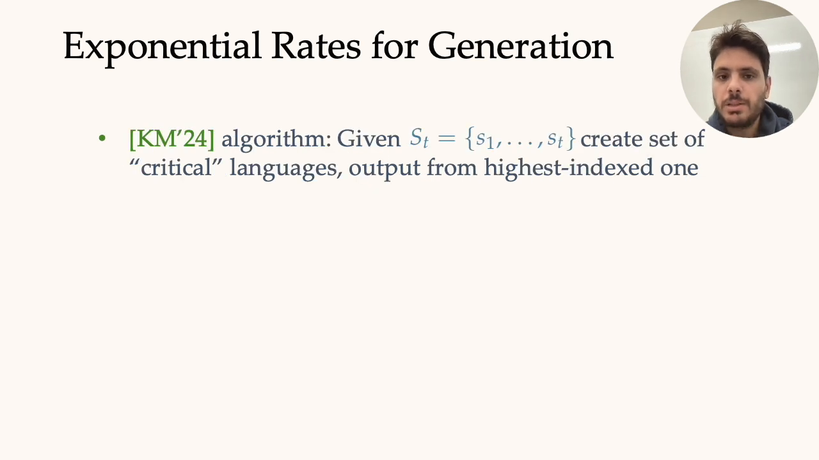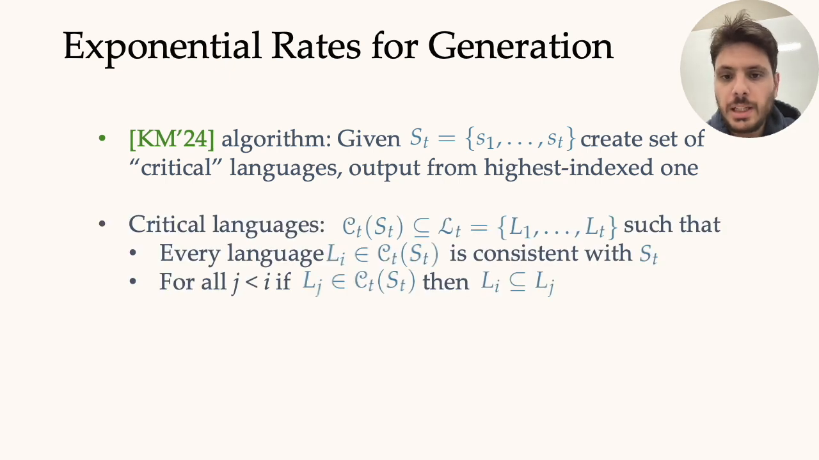In order to explain to you how this result works, I will first point out how the KM24 algorithm works. Now, given a set of elements of the target language K, let's call that S sub T, the KM algorithm creates the set of critical languages and then outputs an unseen element from the highest indexed critical language. The set of critical languages is defined in the following way.